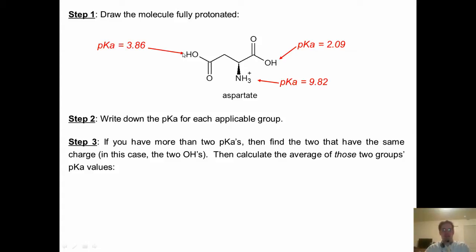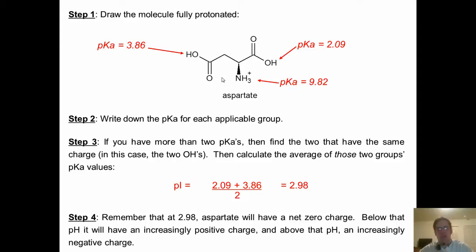Then all we do is calculate the average of those 2 pKa values. Here they are. That gives me an isoelectric point, or pI, of 2.98 for aspartate, which is also known as aspartic acid. Step 4 is remember what that means. It means that at pH 2.98, aspartate will have a net 0 charge.